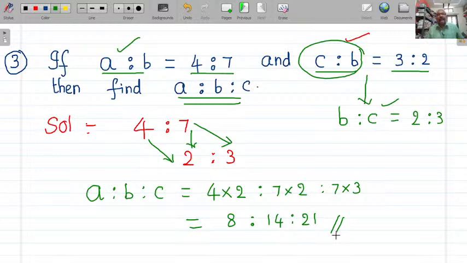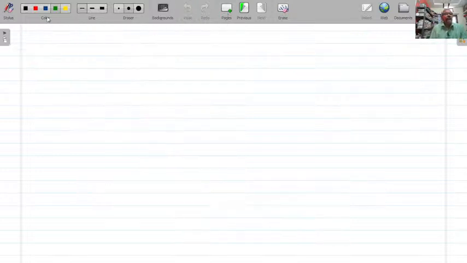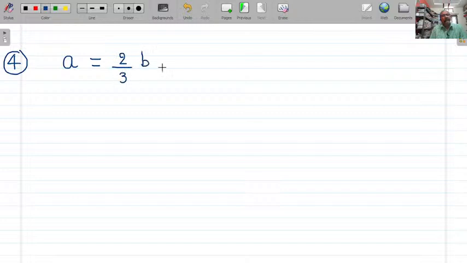Okay, let us move to yet another problem. Fourth question. Are you ready? A equals to 2 by 3 of B. It's very interesting. And B equals to 5 by 7 of C.